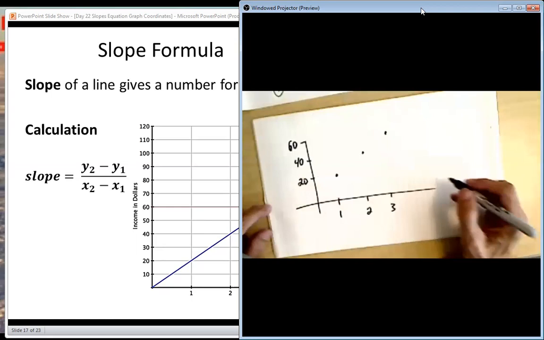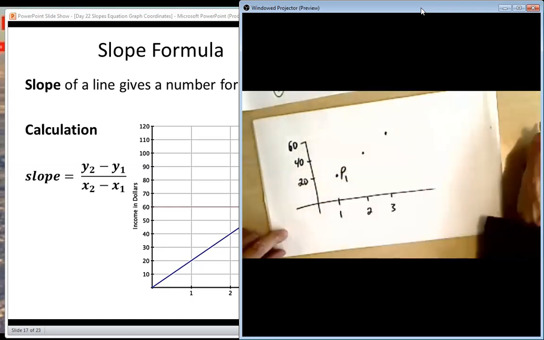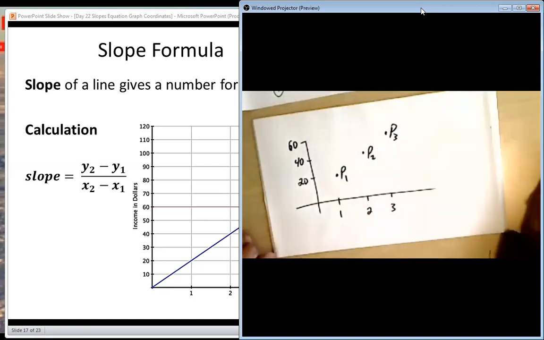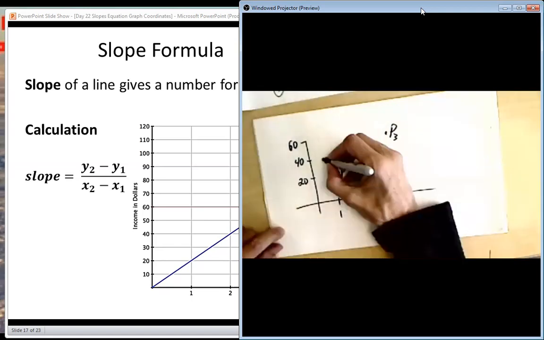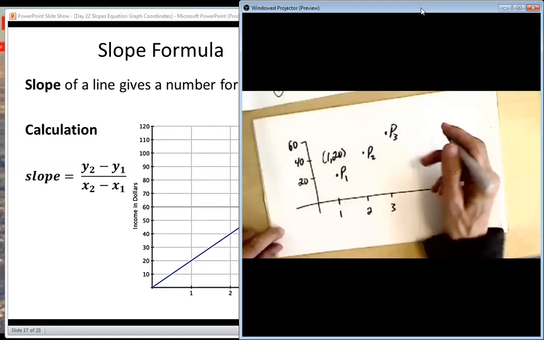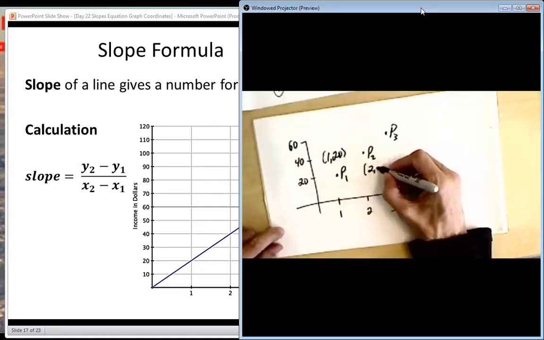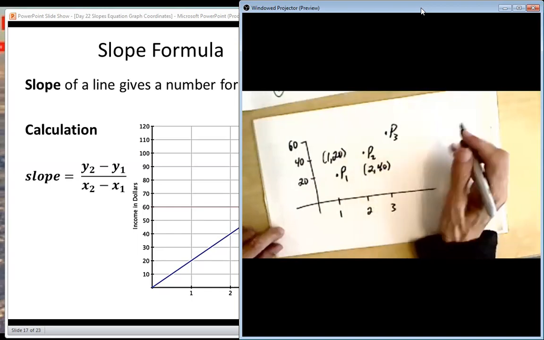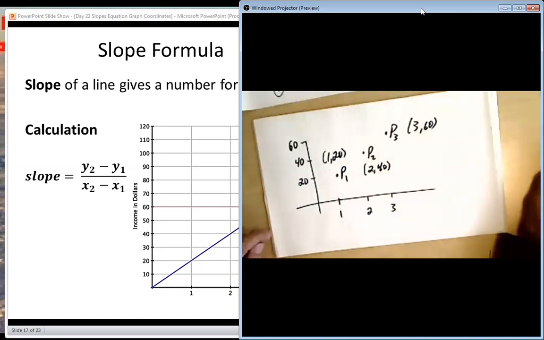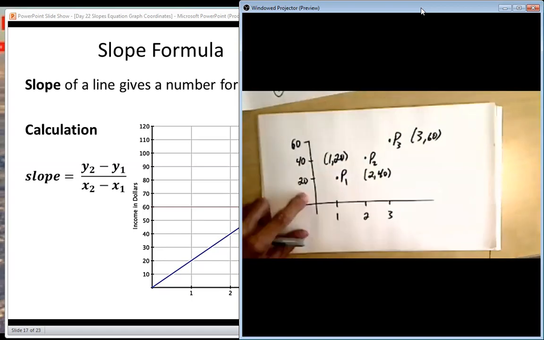Okay, so in real life, this is probably 0.1, 0.2, and 0.3, right? So the coordinates for this point would be 1 and 20. What are the coordinates for this point? 2 and 40. Over here, 3 and 60, right? I'm referring to the one that's on the screen as well. And yeah, you take a look. It's 1 and 20.